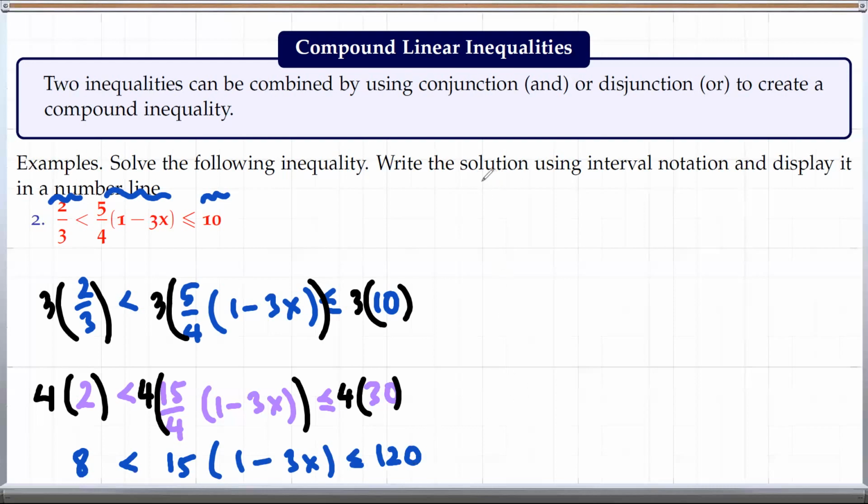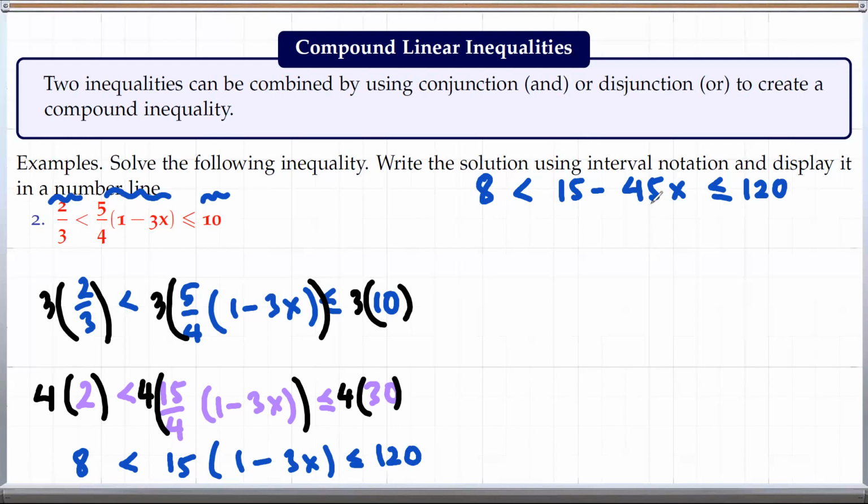Next, we can simplify that middle part by distributing 15. That will give us 8, less than 15 minus 15 times 3x, which is 45x, less than or equal to 120. So we have a nice linear compound inequality.